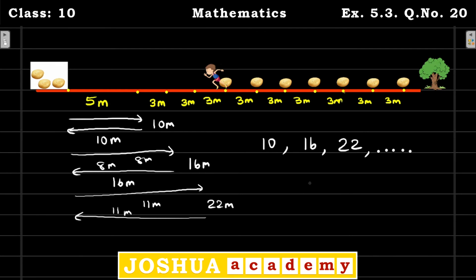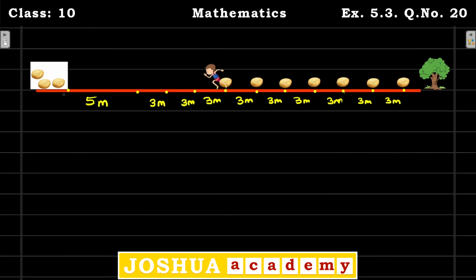How many potatoes are there? 10 potatoes are there. Then we have to find the total distance run by the competitor, that is S10 we have to calculate. So this is the idea here. Now from this we are deriving the next concept. To collect the first potato, the distance run by the competitor is 10 meters, to collect the second potato it is 16 meters, and to collect the third potato, the distance traveled by the competitor is 22 meters.